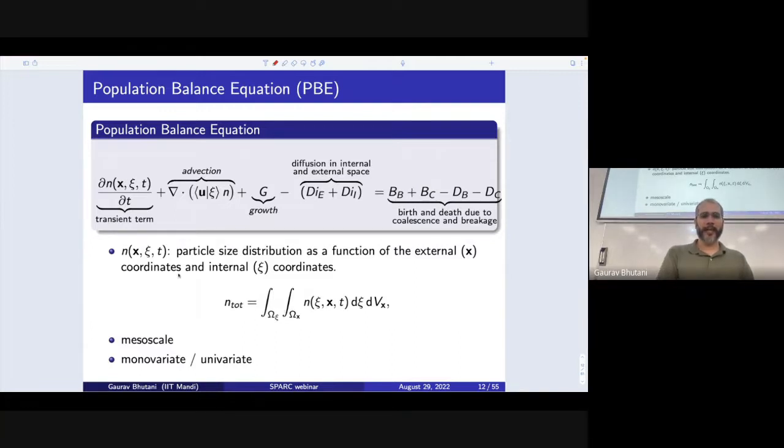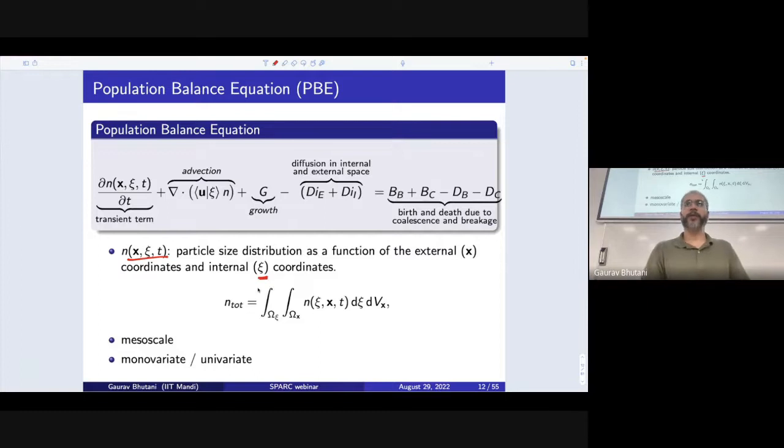So N here denotes the particle size distribution as a function of external coordinates as well as internal coordinates. So let's say this is the number of bubbles of a given xi coordinate. xi in most cases can be particle size. So we can say that the number of bubbles of 5 millimeters is 100 and the number of bubbles of 2 millimeters is 500. So this is a way to say that we're talking about the number of bubbles as a function of their size in a given representative volume. It could be the complete volume, it could be a small volume in space.